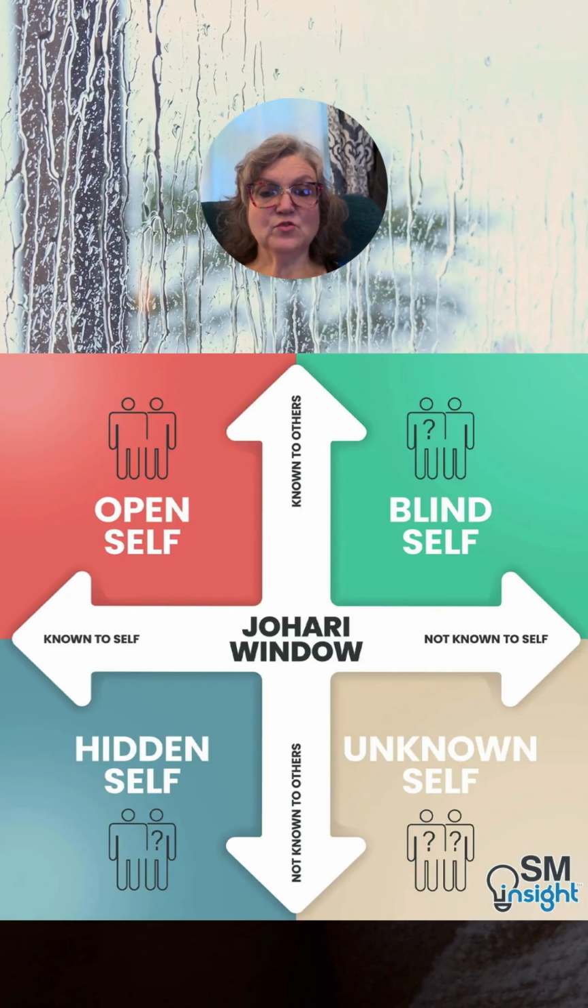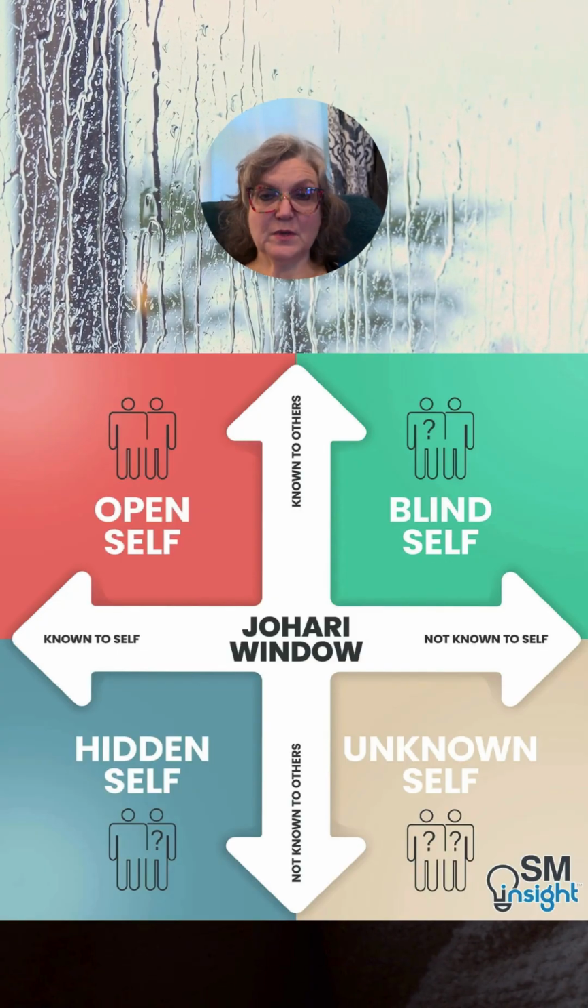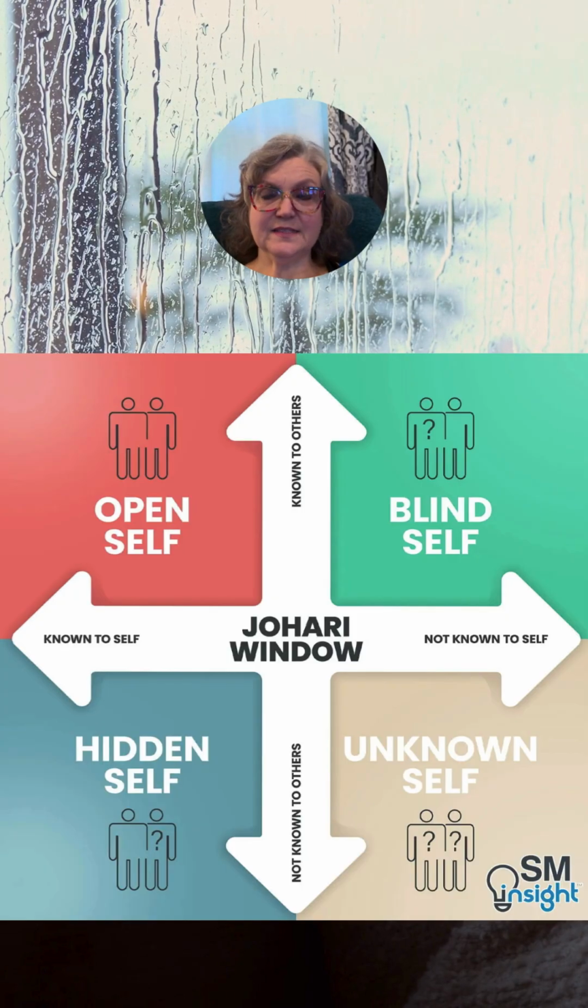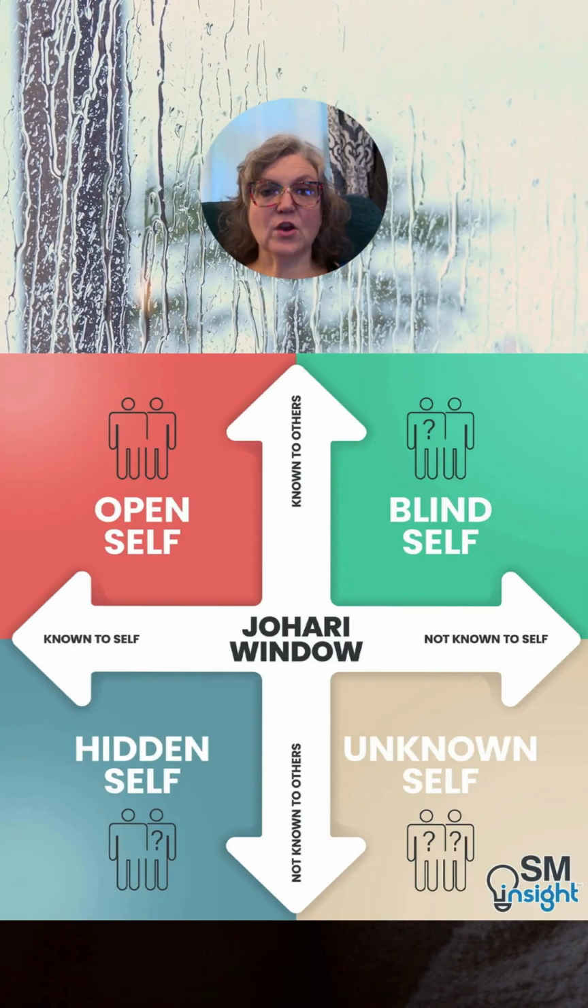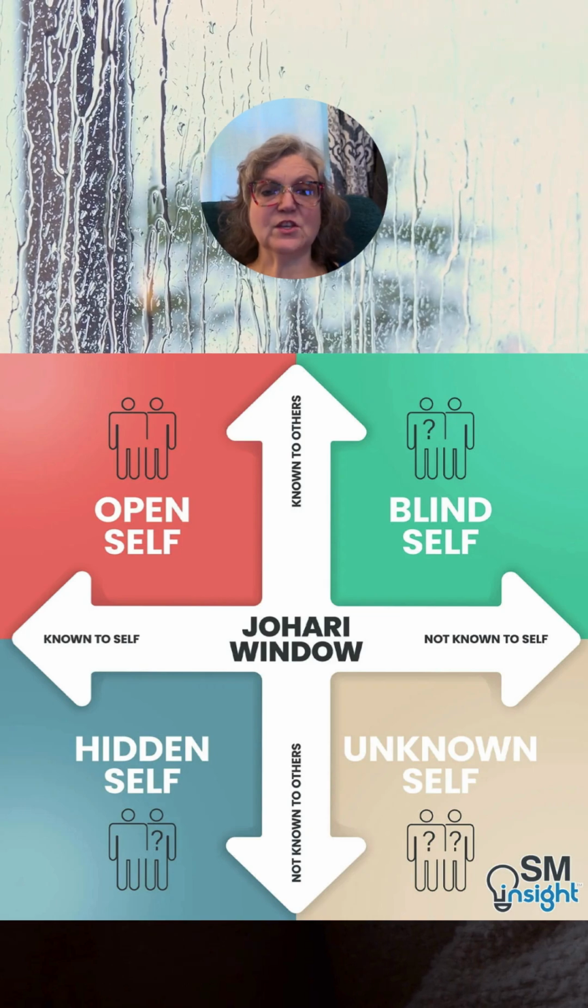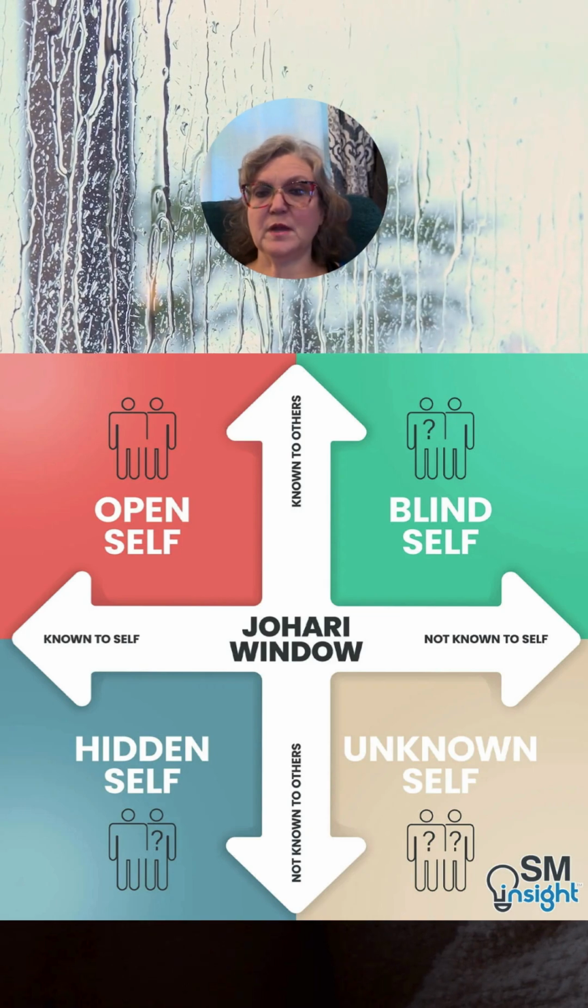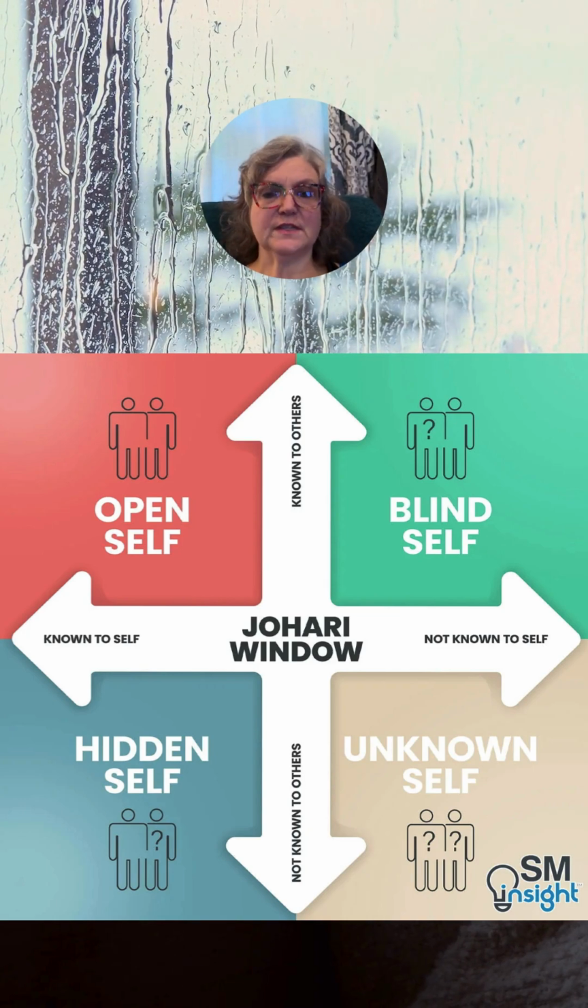The open self is really what you know about yourself and what other people know about you. And I liken this to kind of maybe physical characteristics, like maybe the color of your hair or maybe parts of your personality that you know other people know. Maybe you're funny or introverted, things like that.